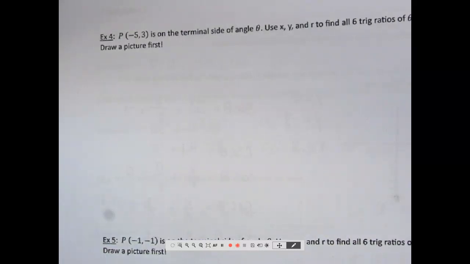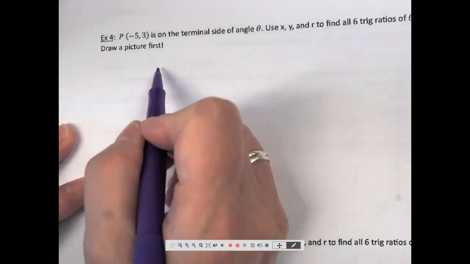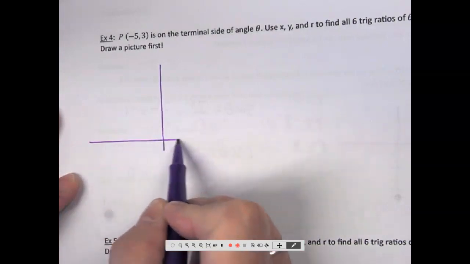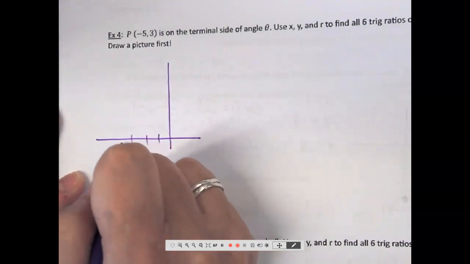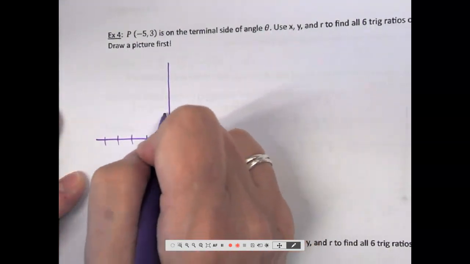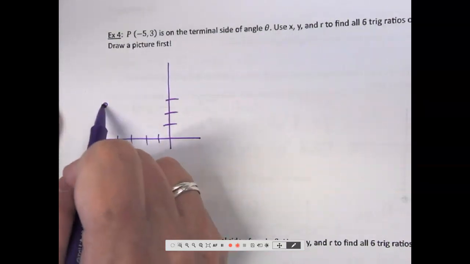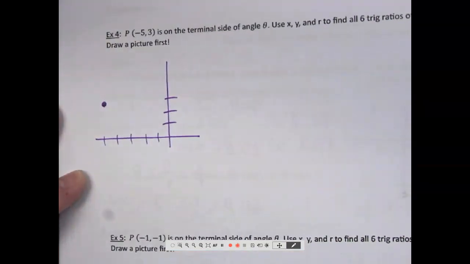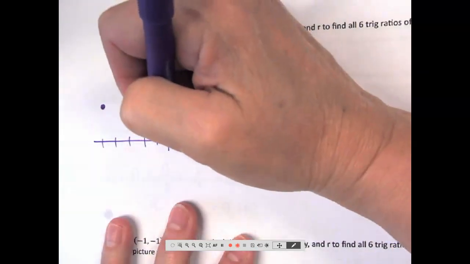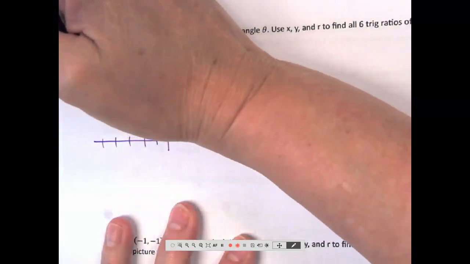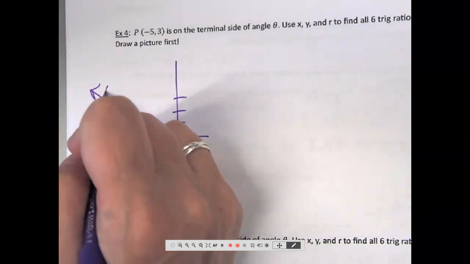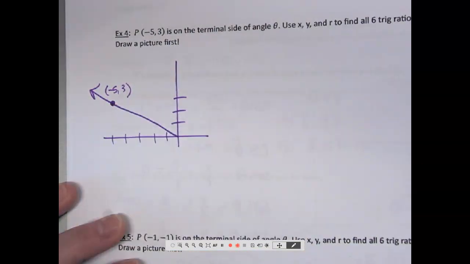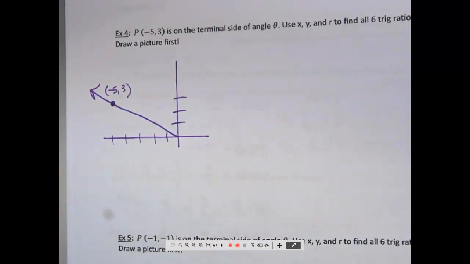Draw a picture. Which quadrant are we in? Second. So I'm going to just focus my drawing on the second quadrant. I'm going left 5, up 3. I have a point. This angle rotated and went through that point. Not very straight, but that's all right. Went through that point. Okay, I'm going to form a right triangle.